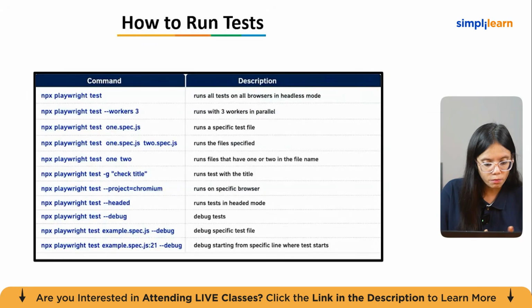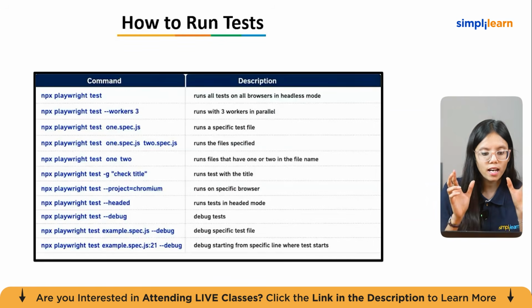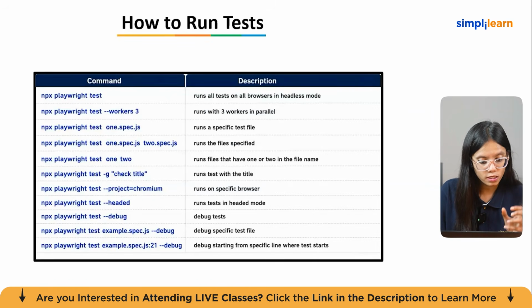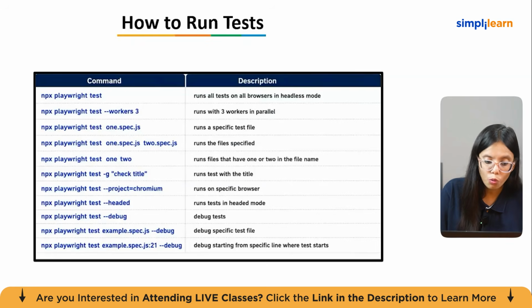Now hyphen headed means runs the test in headed mode, meaning whatever it is running is clearly visible to us on the screen, physically present in the web browser. Then hyphen debug means it will debug all the tests given. Then test example.spec.js hyphen debug means it will debug that particular specific file only.